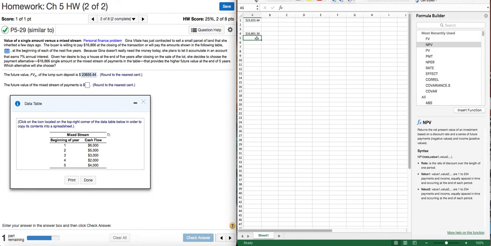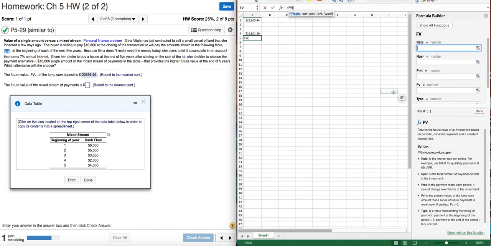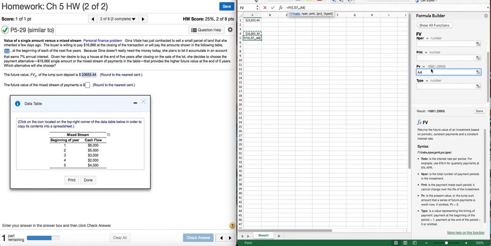So to do that, we will just use the future value function, and our rate again is the 0.07. Our present value, and I'm just going to reference it in the sheet here. So it's cell A4. That's our present value, and I'll put that in as a negative just so that the solution is positive.